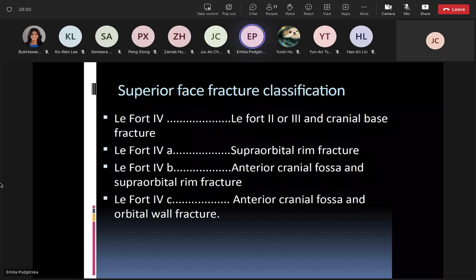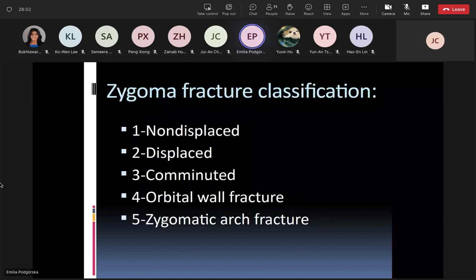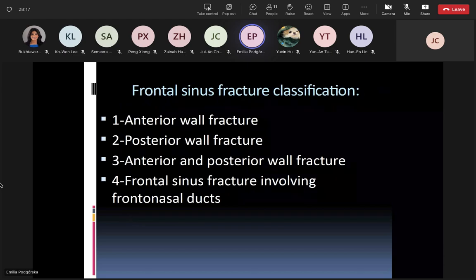The common fracture classification: 1. Non-displaced, 2. Displaced, 3. Comminuted, 4. Orbital wall fracture, 5. Zygomatic arch fracture. Frontal sinus fracture classification: 1. Anterior wall fracture, 2. Posterior wall fracture, 3. Anterior and posterior wall fracture, and frontal sinus fracture involving the frontal duct.